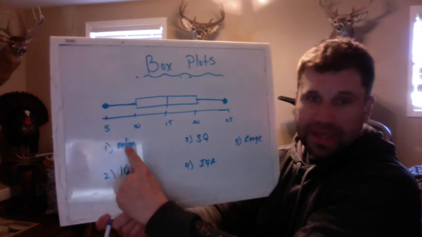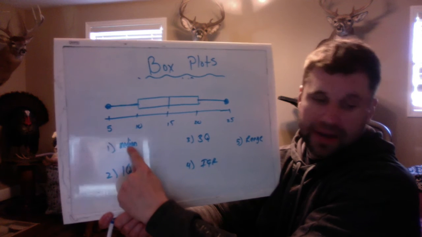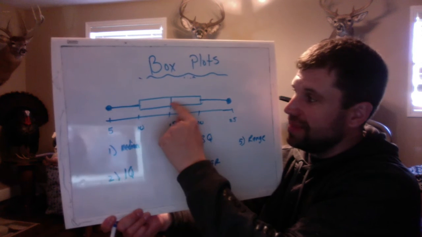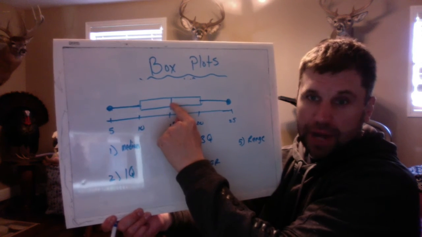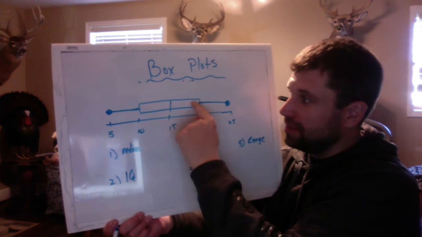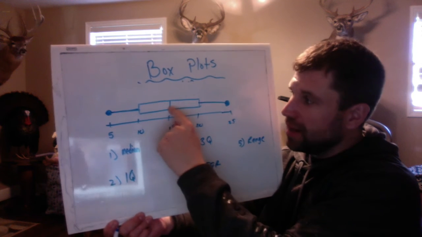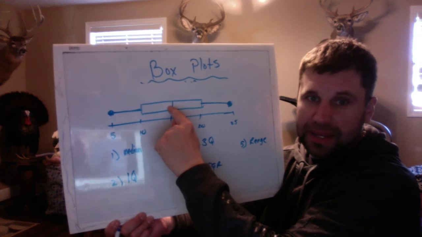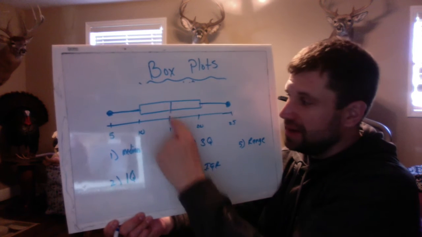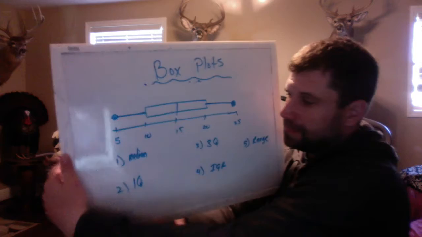So number 1, the median. Ready? Where's the median located from our notes? It's located in the middle of the box. I should say it's a line in the box. It could be over here, it could be over here, but right here is the median. So that line is our median. Wherever that line is, that number is our median. So that number is 15.